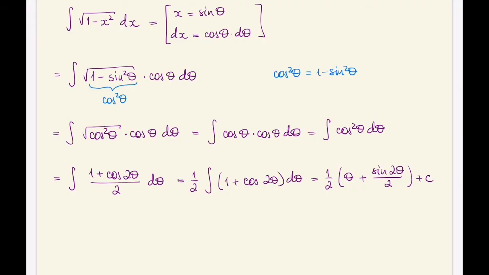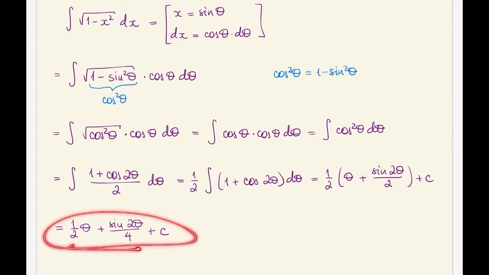I can open up the brackets just so I get an expression that has no factors. So I'm going to have half theta plus sine of 2 theta over 4 plus c. Well, this is fantastic news because I have solved my integral. This expression no longer has an integral in it. And let's just review the process really quickly one more time.